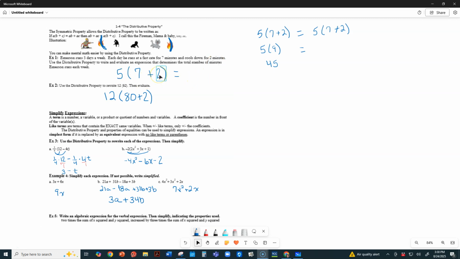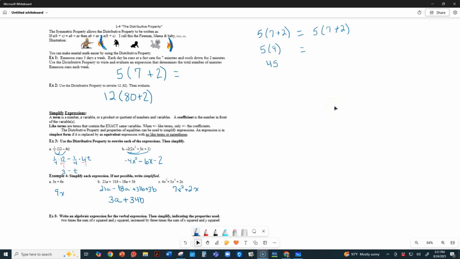So the distributive property, you can work this problem two ways. You can say he runs 5 days a week, and then each one of those days, this is the number of minutes that he runs: 7 that are fast and 2 that are cool down. Traditionally, we would say work inside the grouping symbols. So 2 plus 7 gives us 9, so he runs a total of 9 minutes, and then 9 minutes for 5 days. 9 times 5 is 45. So he runs for a total of 45 minutes every 5 days.